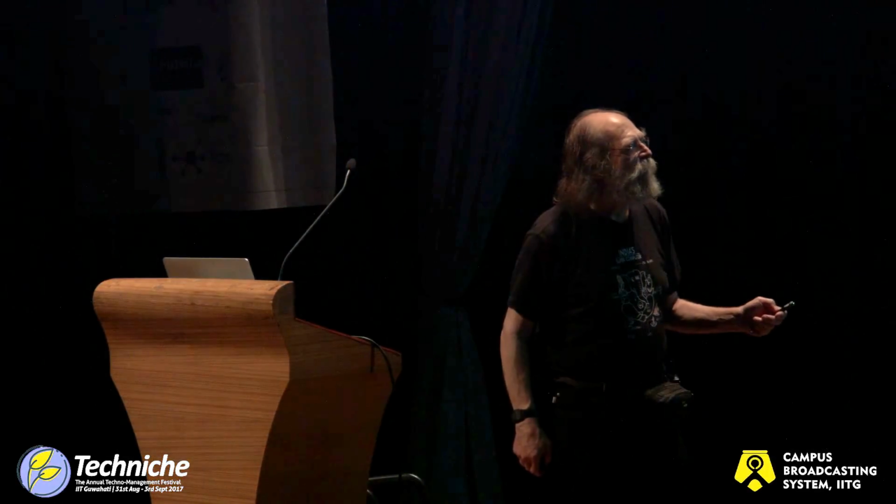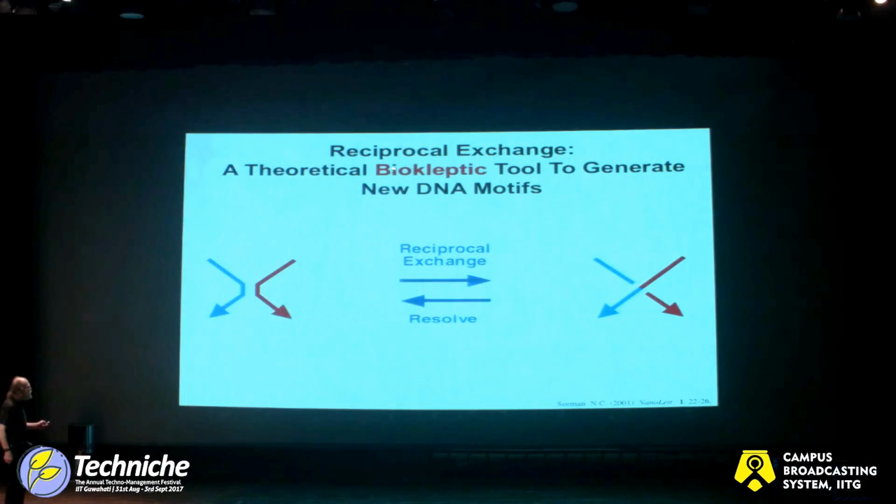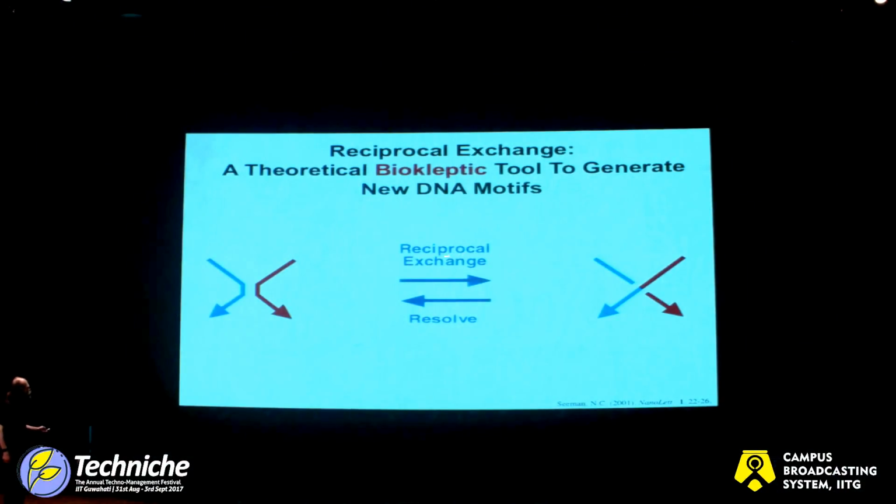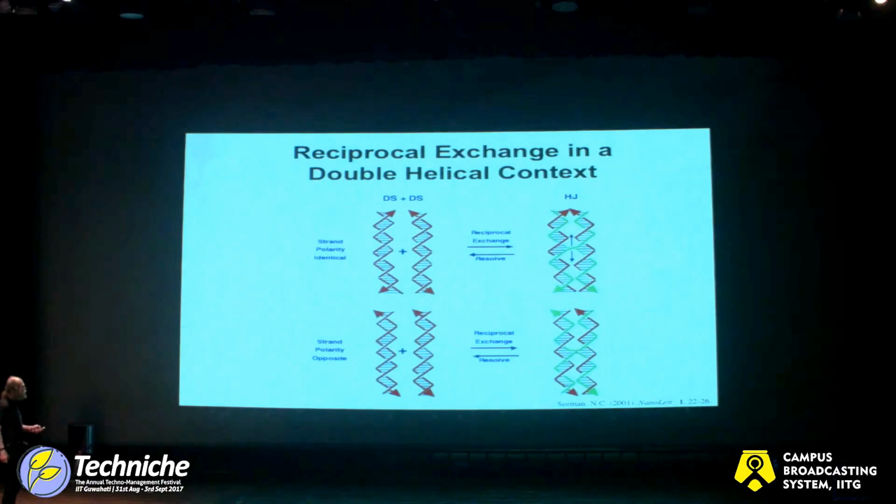So what we've done in order to solve that problem is to go to biology and steal something. That's what the word biocleptic means. And what we've stolen is the notion of reciprocal exchange. That does exist in biology. So here, for instance, is a blue strand and a red strand, and following reciprocal exchange, we have a red-blue or a blue-red strand. And that gives us a whole new set of things we can do.